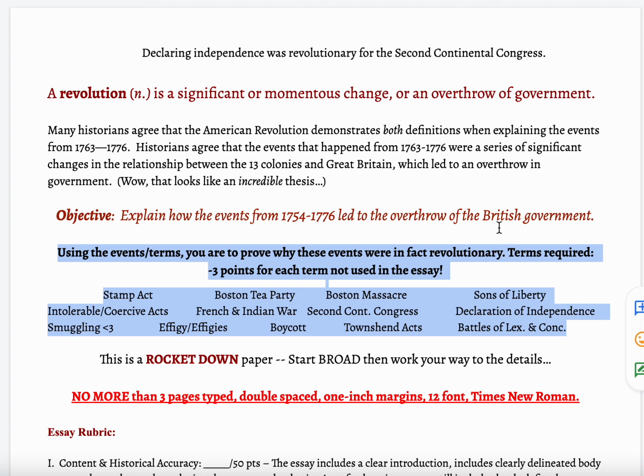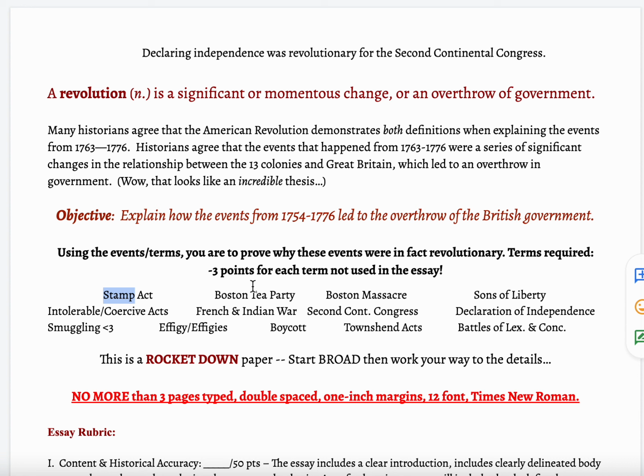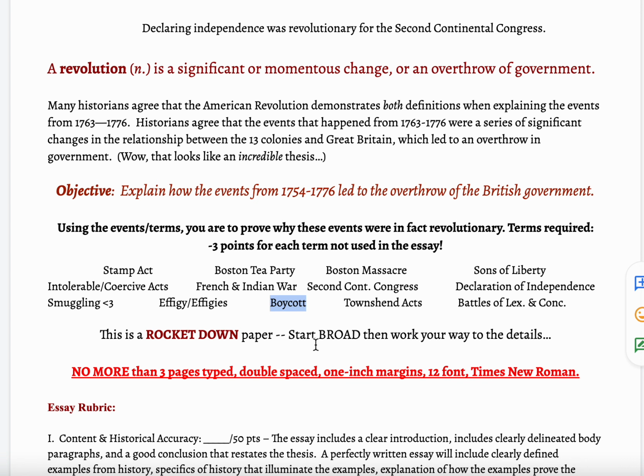You must use the following events in your essay, minus 3 points for each thing not mentioned in the essay. You must mention the Stamp Act, the Boston Tea Party, the Boston Massacre, the Sons of Liberty, the Intolerable/Coercive Acts, the French and Indian War, the Second Continental Congress, the Declaration of Independence, smuggling, effigy or effigies, boycott, the Townshend Acts, and the battles of Lexington and Concord. You can use the words smuggling, effigy, effigies, and boycott anywhere in the essay, anywhere in the paper.